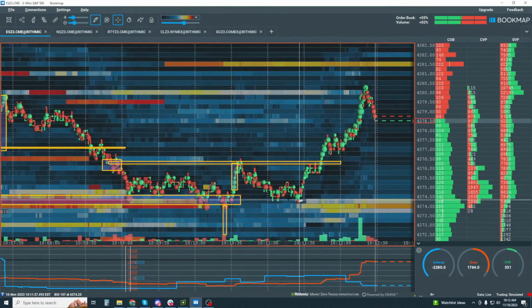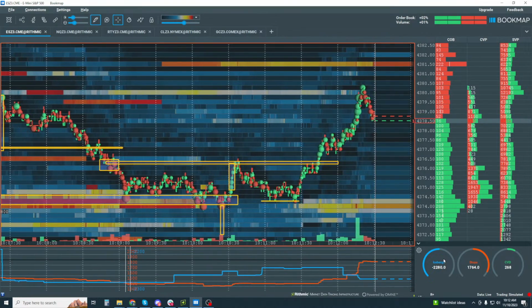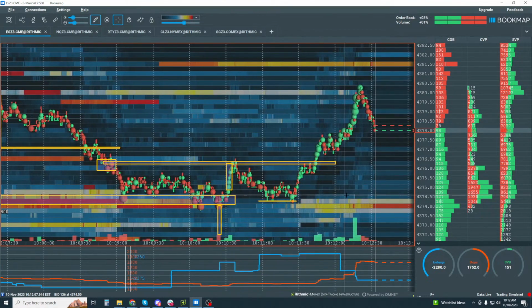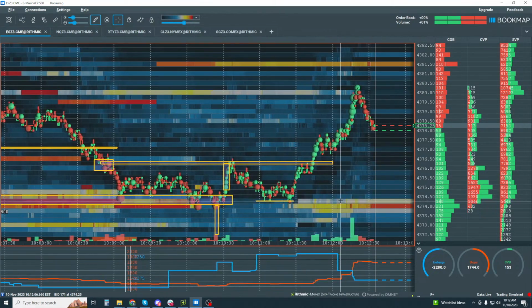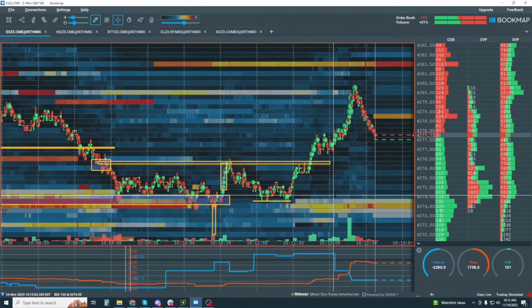We get one more retest down here, and where are the sellers? We don't see them again. Okay, where do we see the buyers? Here.